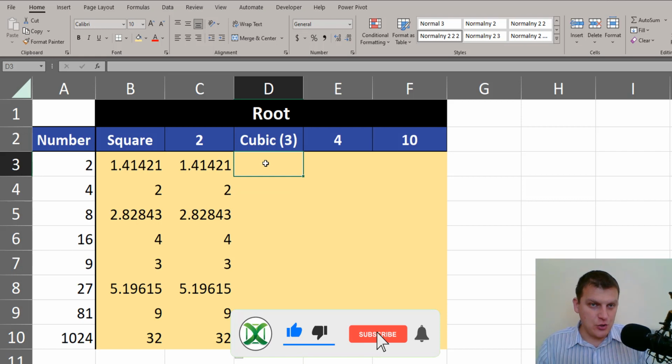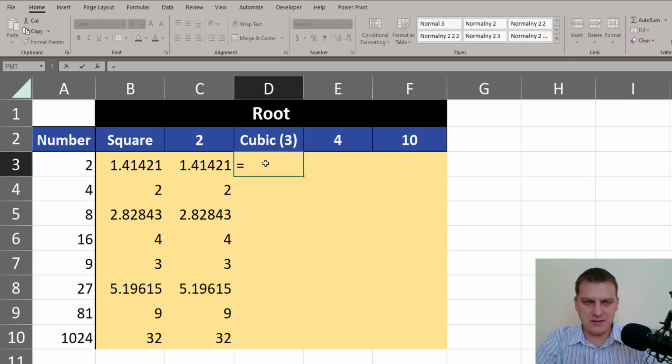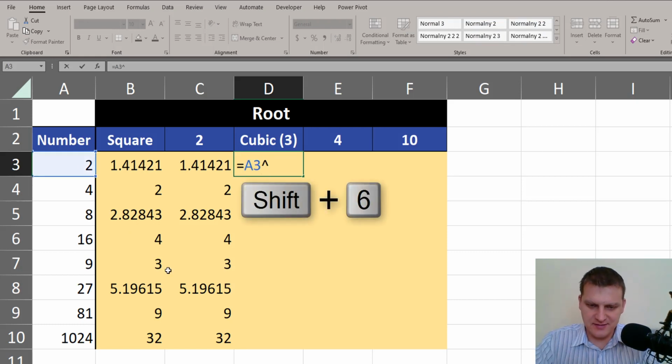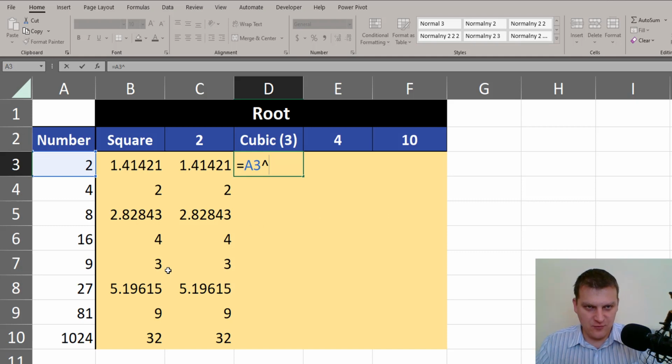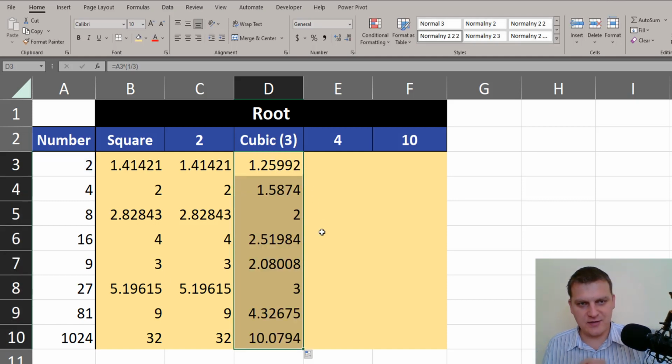We can even use the proper symbol for going with a number to the power. So in case of cubic root, it will be this number, caret, which in Excel is this symbol. So reverse for cubic, so for 3, it is in parentheses 1 divided by 3. And just like that, we have our cubic root.